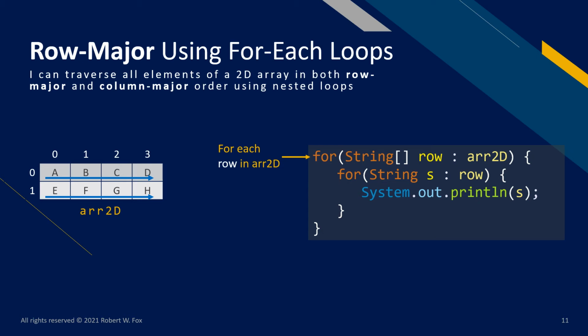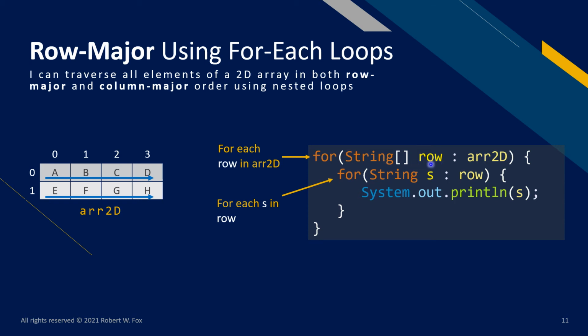So our outer loop says for string array row in array 2D. Now, it looks a little weird that we're breaking out a string array suddenly, but remember that a 2D array is an array of arrays. So each row, like ABCD, is an array of strings. And EFGH is another array of strings. So this outer loop is going to take each row, each array in turn. Then the inner loop is going to go through every string element in that row. So in other words, we're going to start at the first row, and then we're going to rip through all the values in that row.